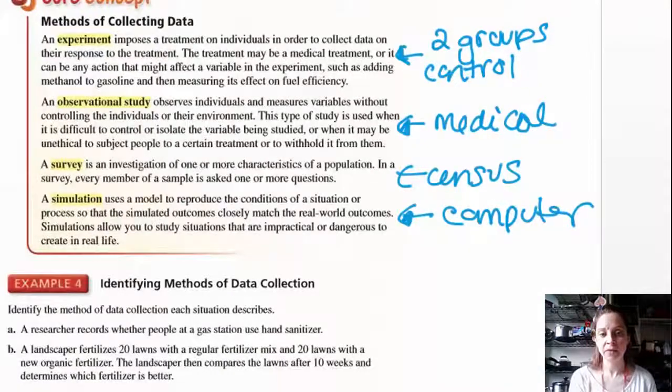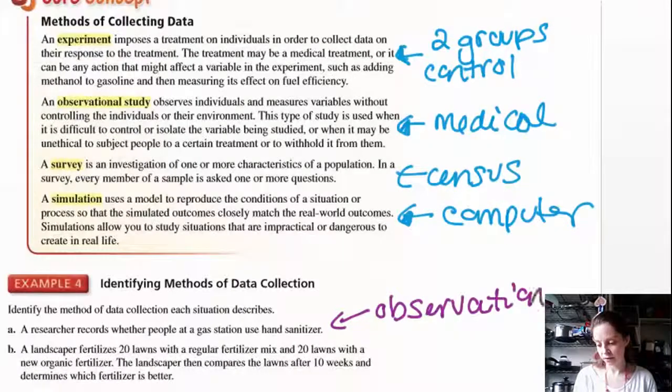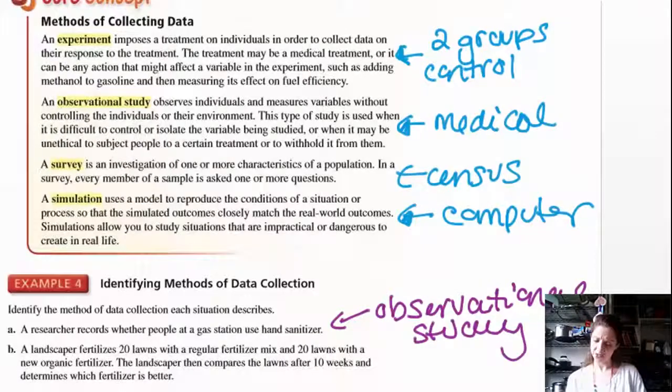Example 4. Identify the method of data collection each situation describes. A, a researcher records whether people at a gas station use hand sanitizer. This is an example of an observational study. I have no idea if I spelled study with an extra Y. This is an observational study where you observe individuals and what they do. You don't impose them to do a certain thing.